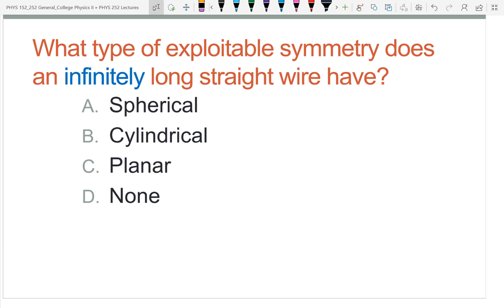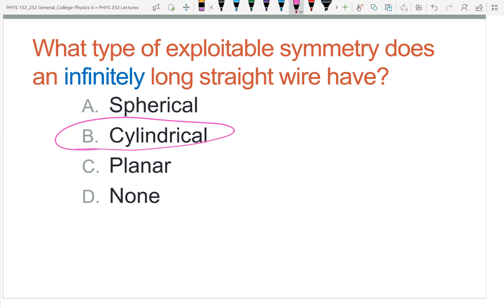What type of exploitable symmetry does an infinitely long straight wire have? Yes, planar. Has cylindrical symmetry. Because if you put a cylinder around it, you're going to see that everything looks the same. Doesn't matter where you are on the surface of the infinite cylinder. Has to be an infinite cylinder to go with the infinitely long wire. If it's not infinitely long, your symmetry breaks.